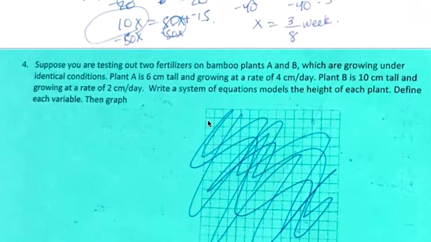Suppose you're testing two fertilizers on bamboo plants A and B, which are growing under identical conditions. Plant A is 6 centimeters tall and growing at a rate of 4 centimeters per day. It starts out at 6, so that must be the y-intercept. Plus 4 centimeters per day.